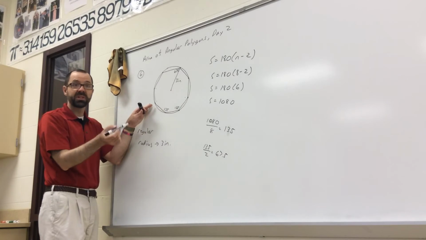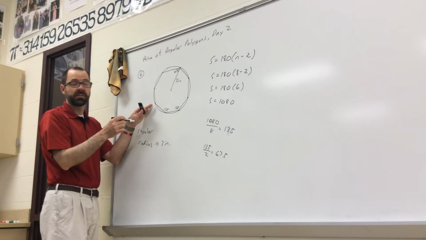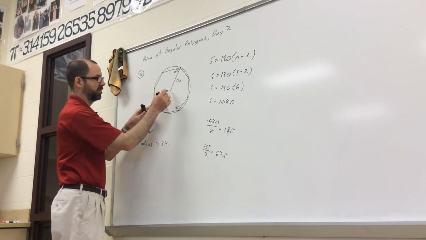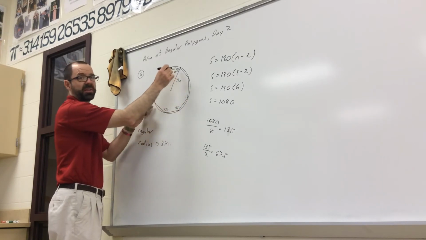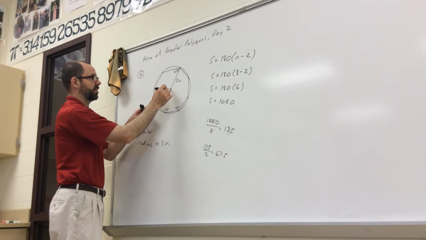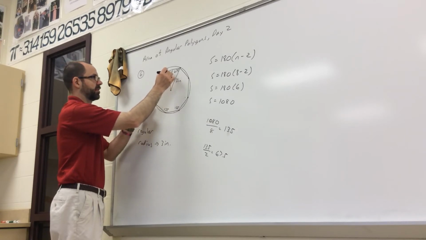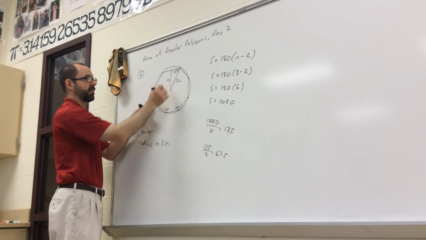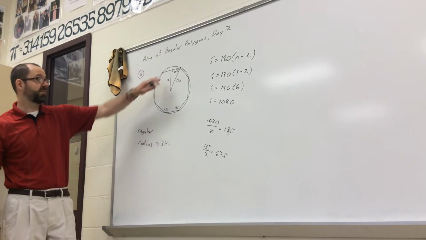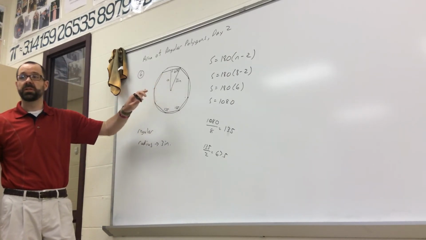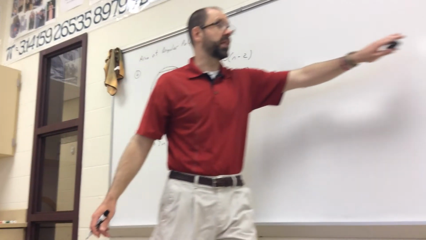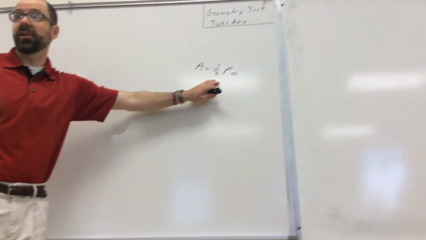It has to be perpendicular to the side. So it could go here or here. But since we've already got this 67.5 up here, I'm going to go like this. So now that's the apothem. And I need to figure out that apothem so that I can plug it in here to figure out the area.